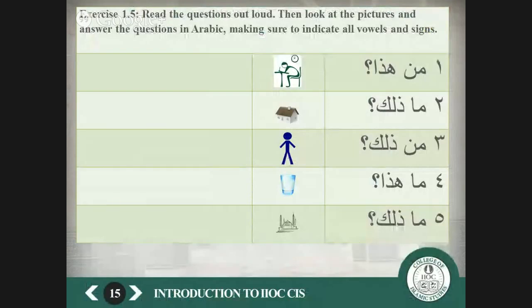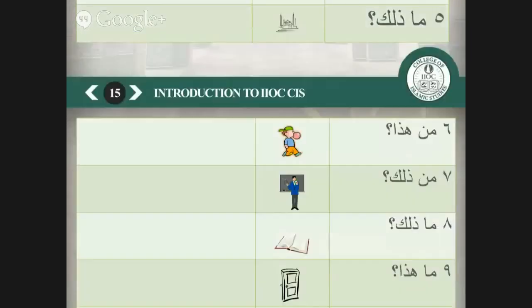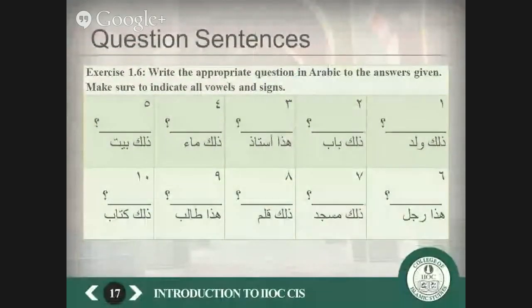Okay, let's get settled so we can restart, inshallah. So we're done with this one. The rest is going to be homework, exercise 1.5. Moving on to exercise 1.6.